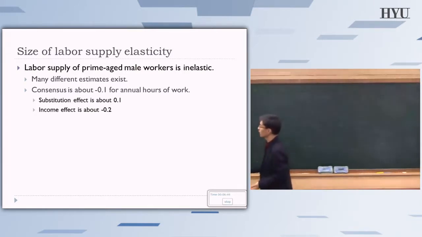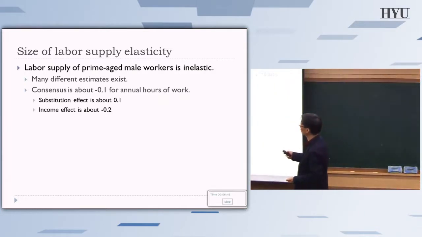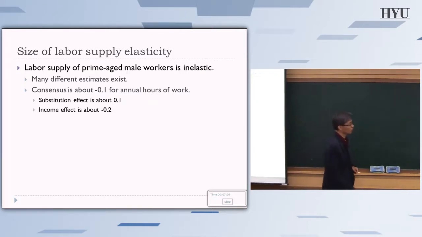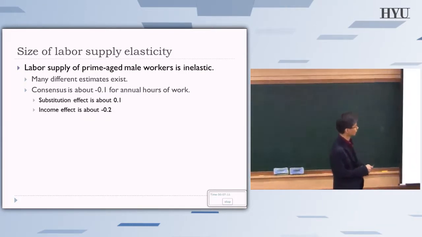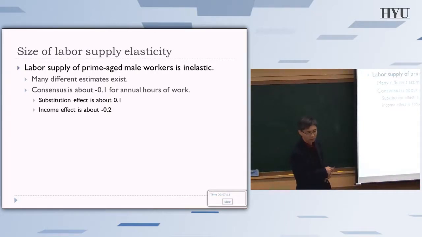Anyway, there are many different studies that try to estimate this number. According to our textbook, the consensus is about minus 0.1. So it's a negative sign. Which effect is greater, substitution or income? The income effect seems to be a little bigger than the substitution effect.